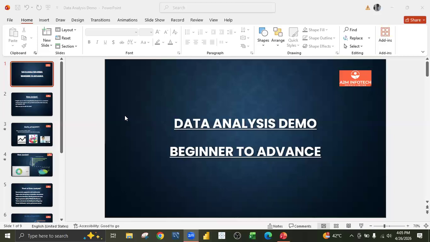So let's start. Before starting this, does anyone know what data analysis is? First of all, let me explain data analysis. Data analysis is a concept where we analyze data from various different sources, and after analyzing whatever data we are getting, we share it with the clients. Now let's see what the main things about data analysis are.